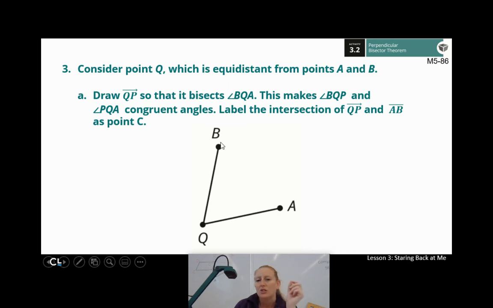So here's what I want you to do. I want you to bisect this angle. That's step 1. Bisect the angle such that you're going to make 2 congruent angles. And then I want you to label the intersection of QP and AB as point C. I'll show you by starting with making the bisector, and then I'll show you the rest of what it means. Go ahead and hit pause, bisect this angle, hit play when you're ready to check your work.